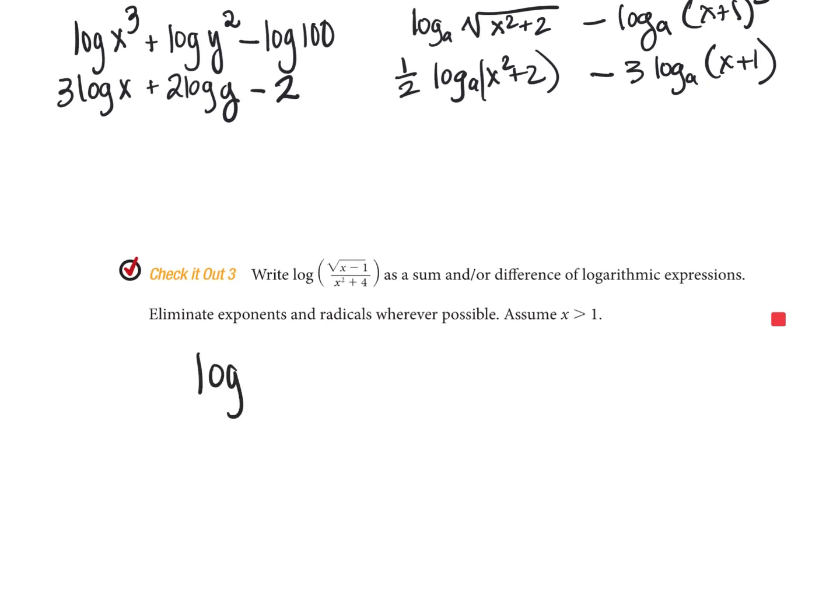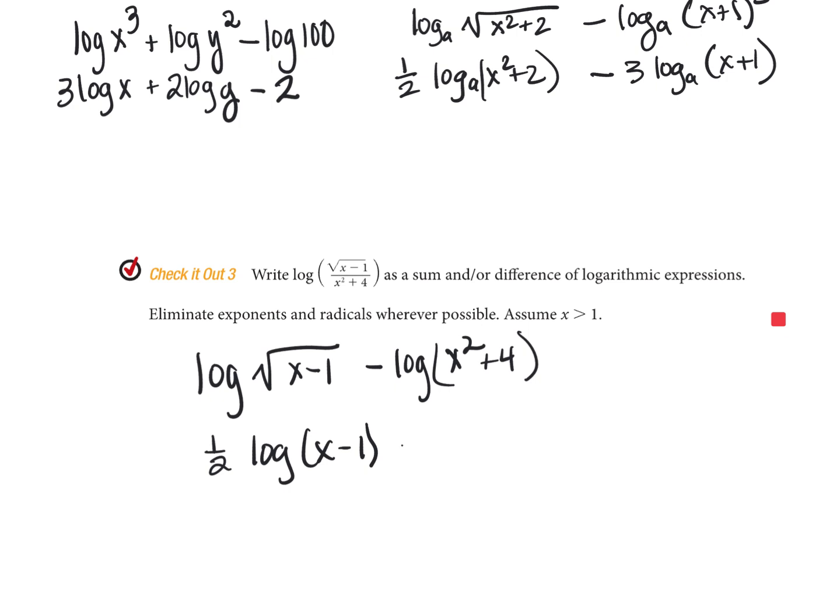Let's break this one up as a sum or difference. This would be the square root of x minus 1 plus log of x squared, oh, that's a minus, because it's in the denominator, x squared plus 4. We can bring the 1/2 in front. Can't do anything with the inside there. Can't bring the 2 down because it's a sum. So there's nothing I can do with it. I cannot bring the 2 down. It has to stay in front of everything as a sum. That just doesn't work.